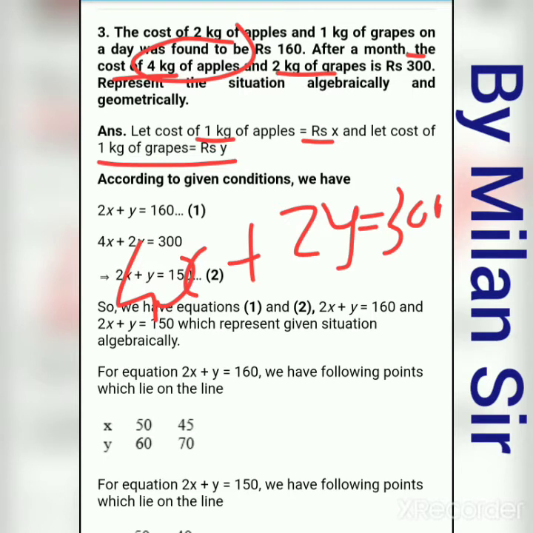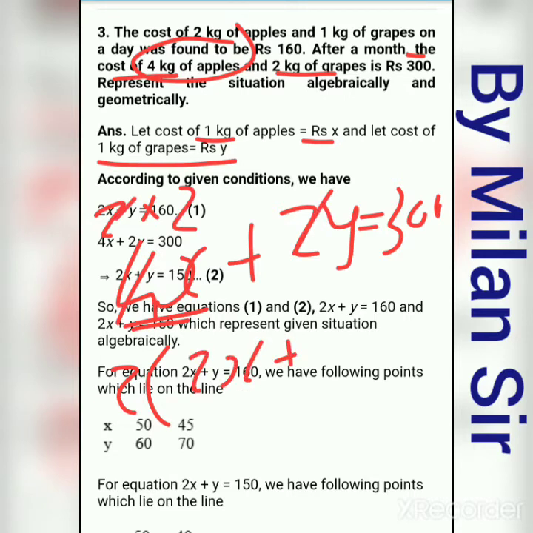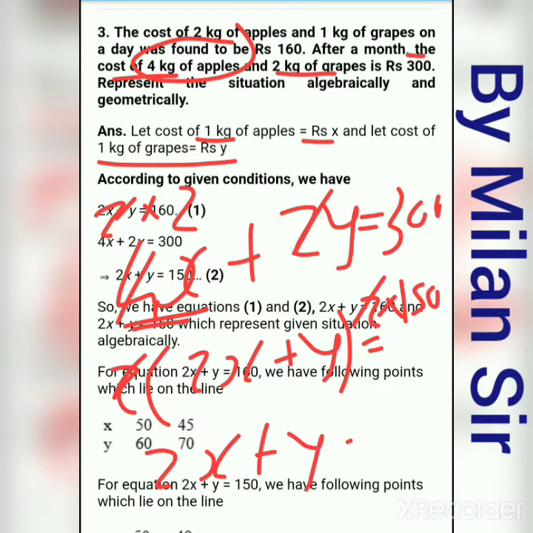This is our second equation, but we can take 2 as common. Now from 4 we can write 2 into 2, so 2 is common. Remaining 2x, only y, and in place of 300 we can write 2 into 150. Now we can cut this 2 from both sides. So finally we get 2x plus y equals 150. So this is our second equation: 2x plus y equals 150.